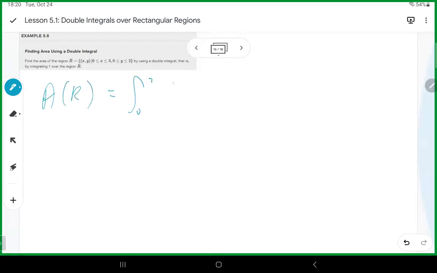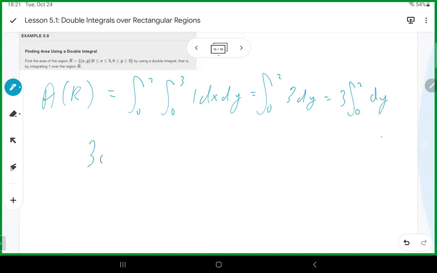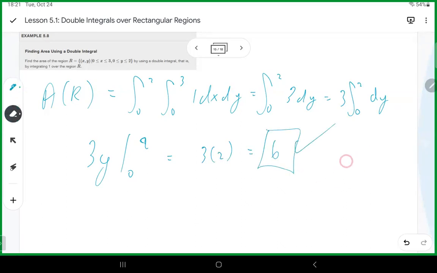We know that area is going to be 0 to 2, 0 to 3, 1 dx dy, 0 to 2, 3 dy, pull the 3 out, 0 to 2 dy, it's going to be 3y from 0 to 2, and 3 times 2 is 6. Now, do I think that area problems are going to get harder than that? Absolutely. But that is the easiest part.